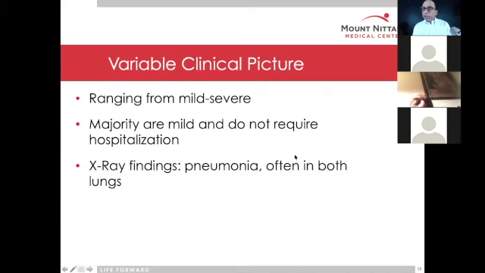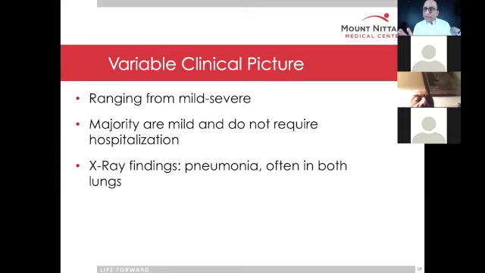Very variable clinical picture. The majority are mild. We've already said that. And if you did an X-ray on these people, many of them, particularly those who are sicker and who get admitted to the hospital, have pneumonia. And there is a very characteristic type of pneumonia. I got a call from our radiology colleagues day before yesterday when we were trying to work up a case. He called me because he was so struck by the fact that the type of pneumonia is very, very typical.